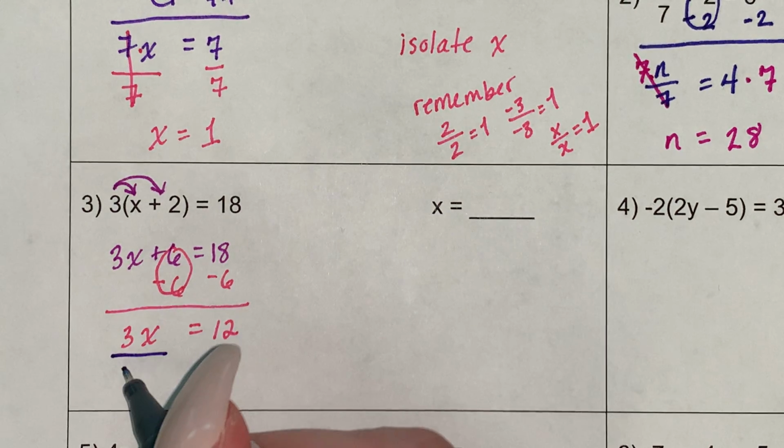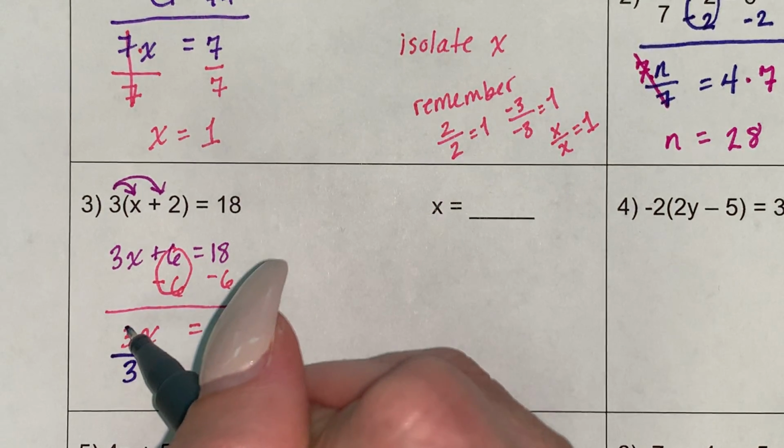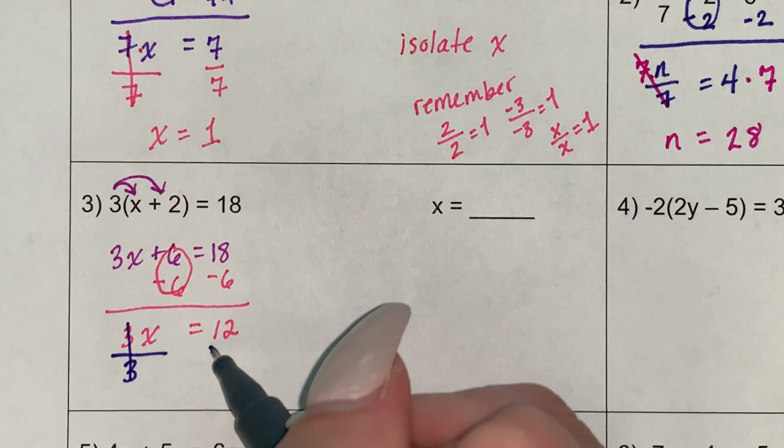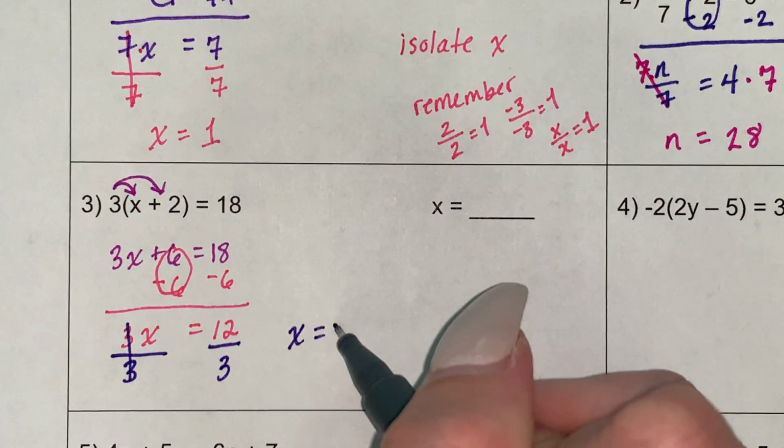So I need to use that identity property of division, put that 3 underneath it, that becomes a 1, but I'm also going to have to divide this side by 3. So I end up getting that x equals 4.